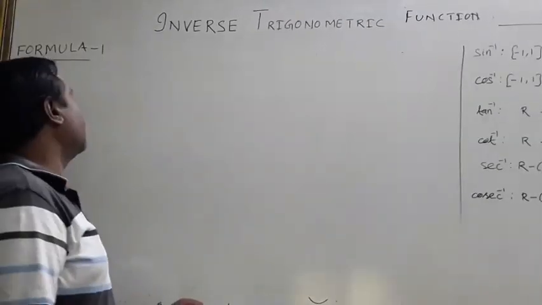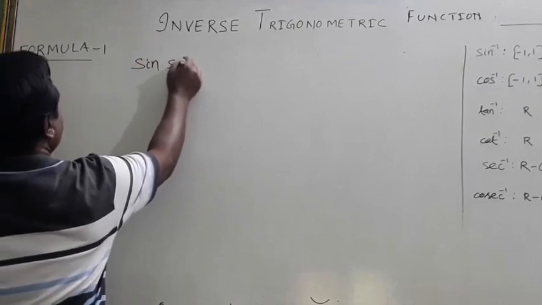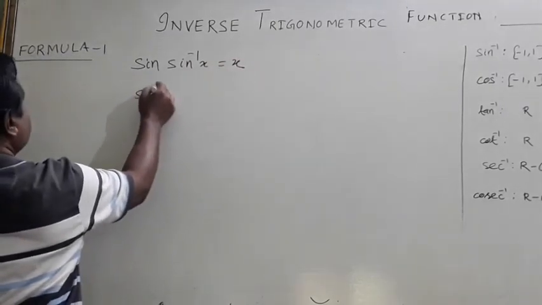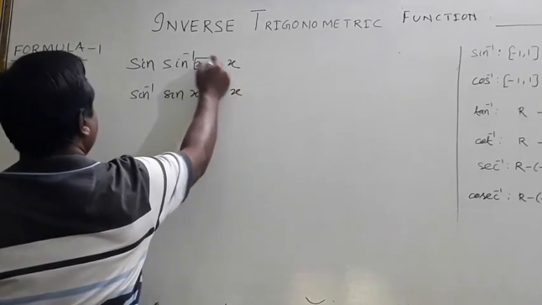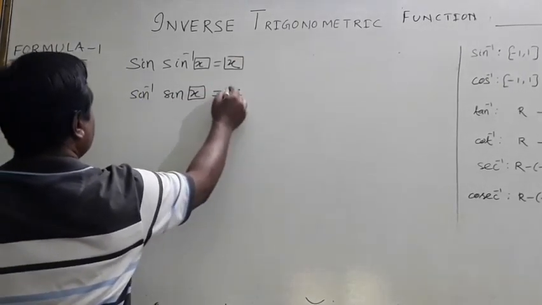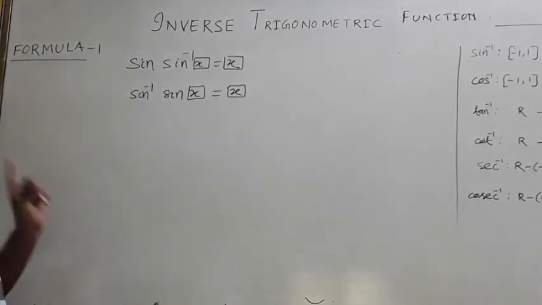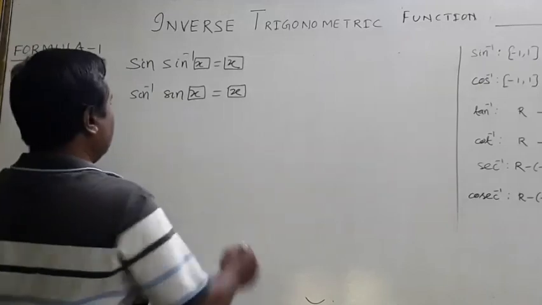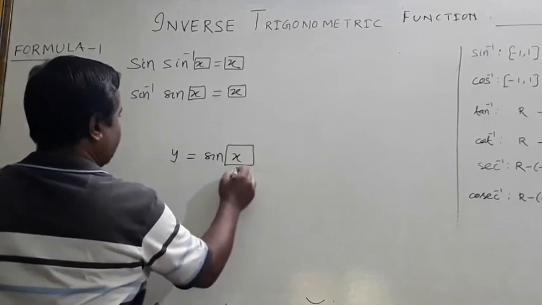Okay? Formula 1: sin inverse (sin x) is x. Sin inverse of sin x is equal to x. It is possible, but it is very important to know the conditions on x. Here you know y is equal to sin x. Mind it. Here x is what? x is an angle.